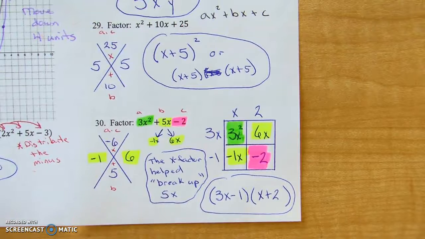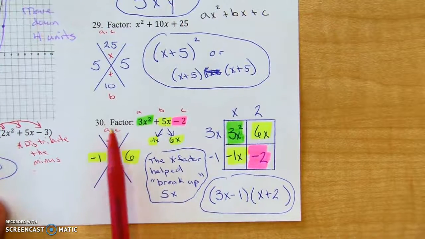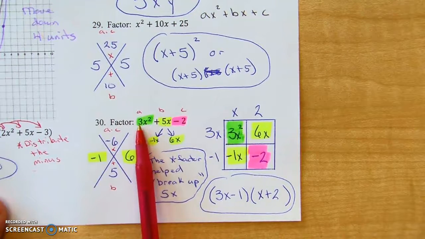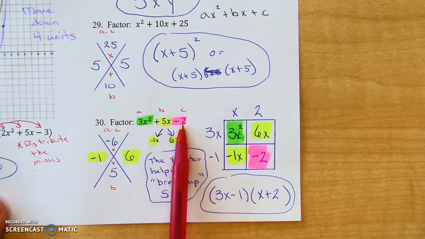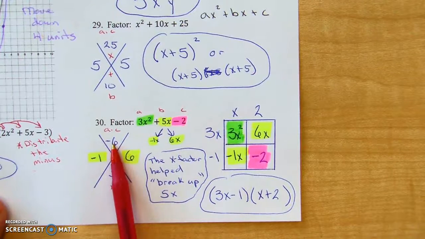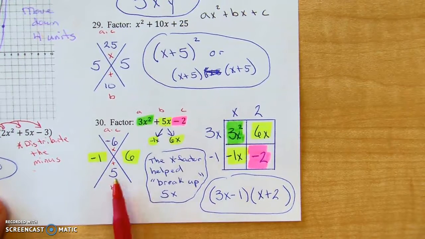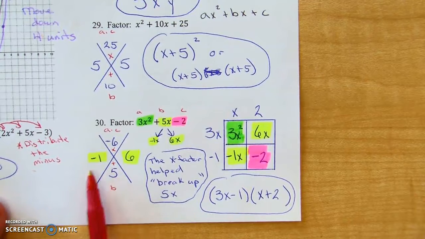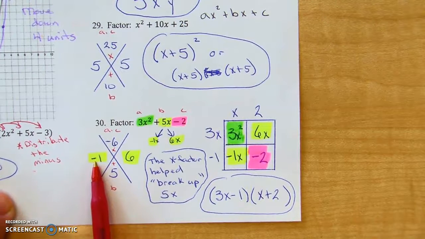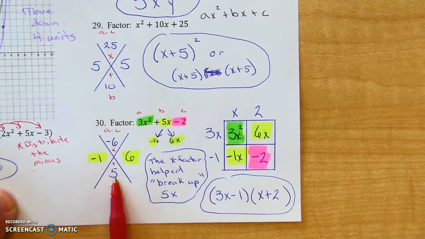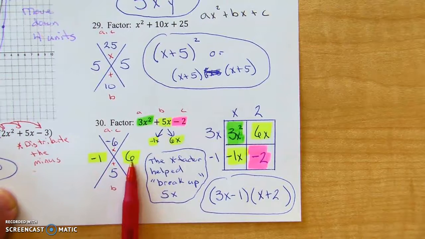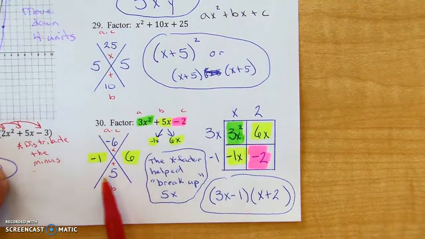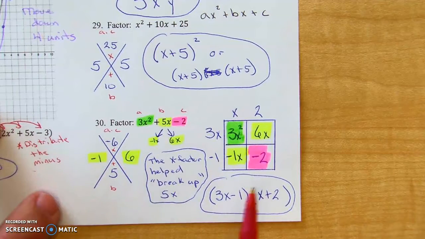But let's go back to the beginning here. So you draw on your x, a times c. Well, this time a is a 3, c is a negative 2. So that became negative 6. b is a positive 5. That goes on the bottom. So the two numbers that will multiply to negative 6 but add to positive 5 are negative 1 and 6. Okay, then you kind of pause. Don't write an answer because we don't know the answer yet.